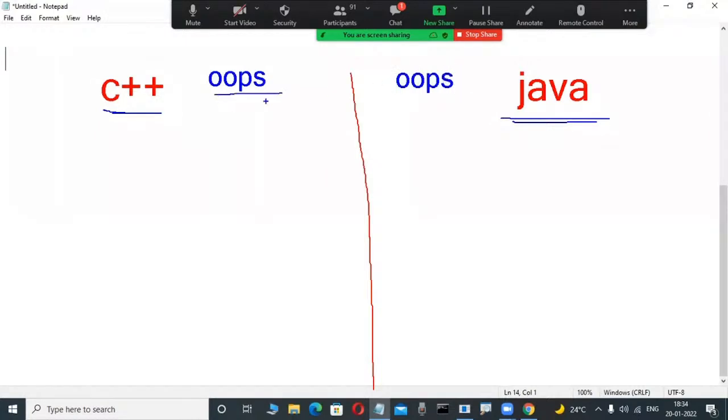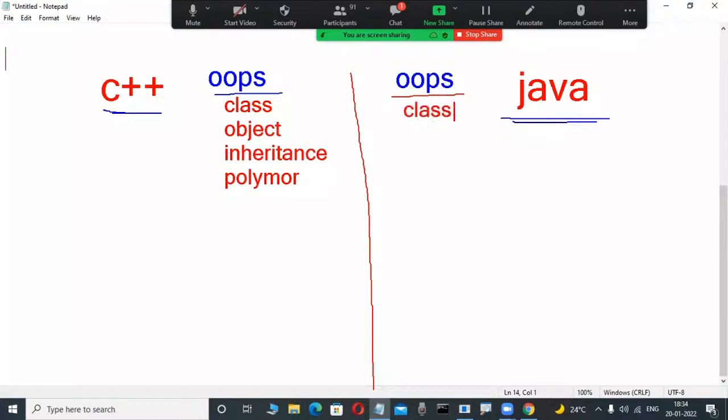OOPS concepts, maybe some fellows have an idea which ones. A class is a concept. Object is a concept. Inheritance is a concept. Polymorphism is a concept. Maybe so many fellows have an idea. Same here also in Java. OOPS concepts: what is class? What is object? What is inheritance? What is polymorphism? So many concepts are there. That's why conceptually class, object, inheritance, polymorphism are the same in C++ and Java. Encapsulation, binding, something like this. But observe here.